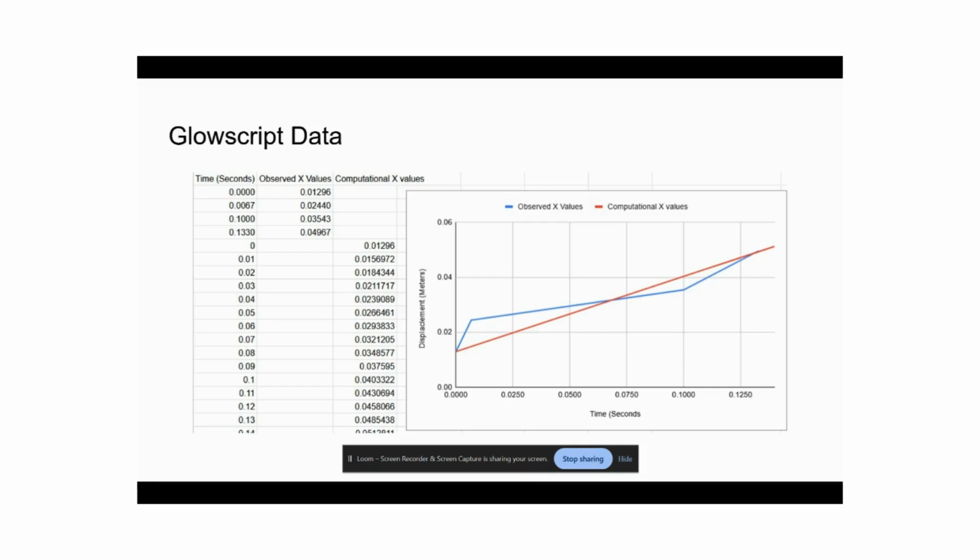In the end, we determined that at 0.13 seconds, the computational model of the marker had the position slightly further than the Tracker model.